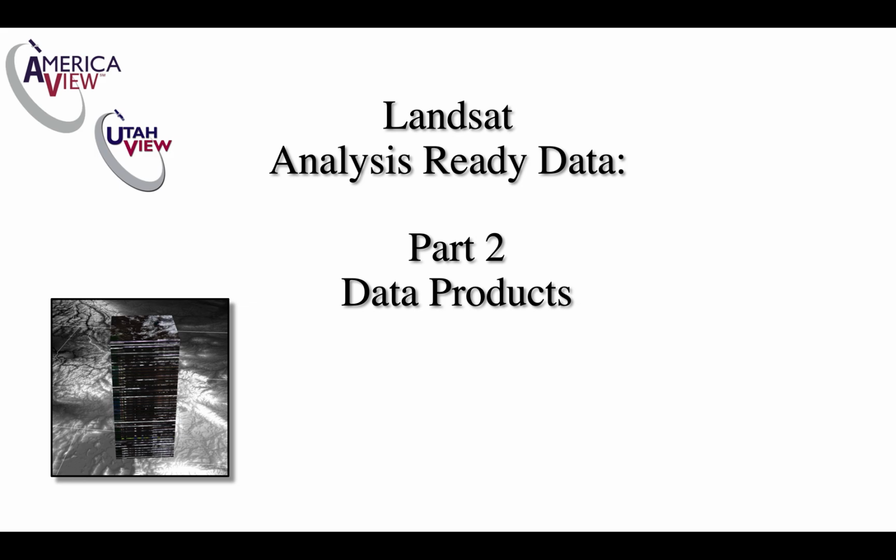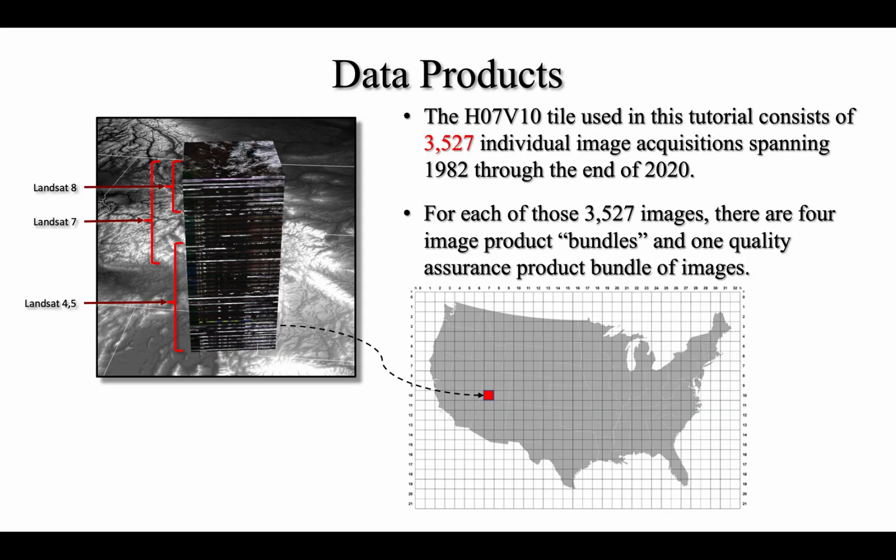From the first video, we learned that the ARD product utilizes the best available Landsat 4 through 8 imagery from 1982 to the present and reorganizes the standard WRS path row image frames into a grid system to take better advantage of the overlap between east-west adjacent images. With imagery collected from every Landsat 4 through 8 platform since 1982 that intersects a specific tile grid, a temporal stack can be populated with a large number of images. The H7V10 tile used in this tutorial consists of 3,527 individual Collection 1 Level 1 images spanning 1982 through 2020.